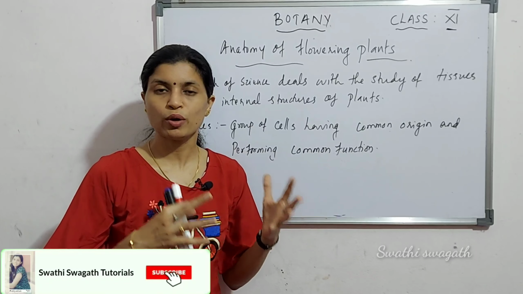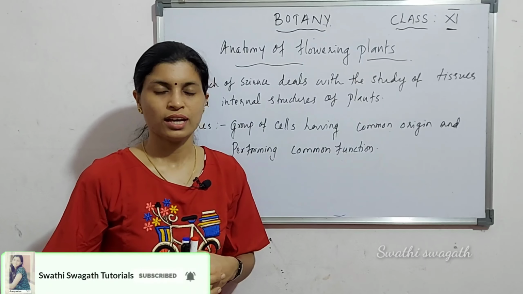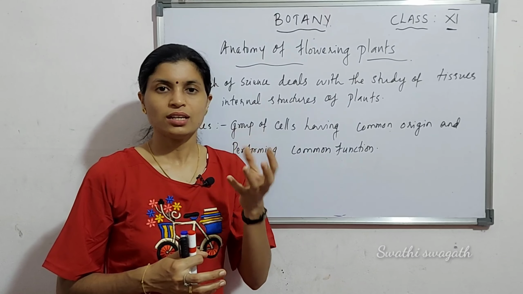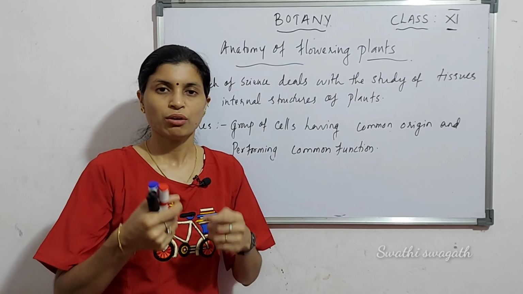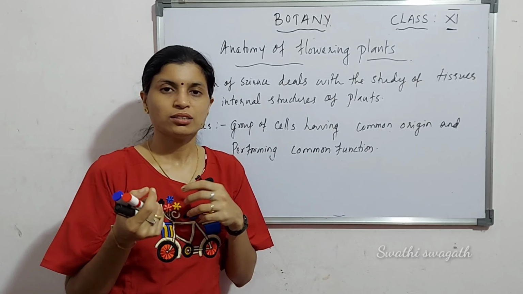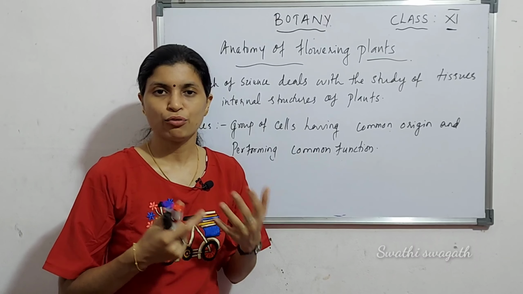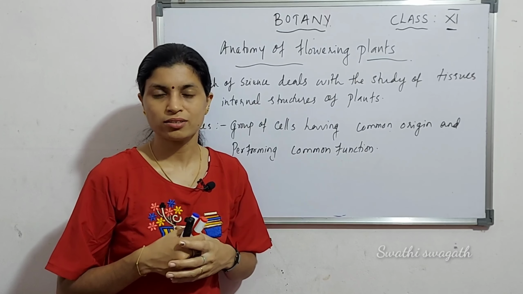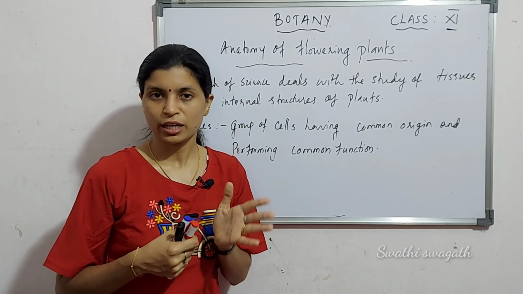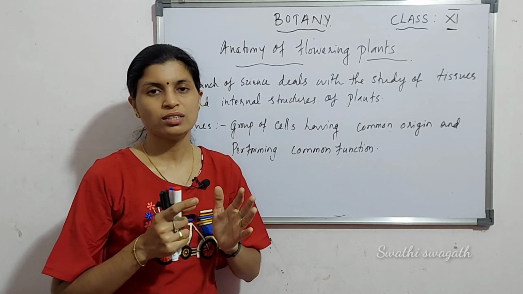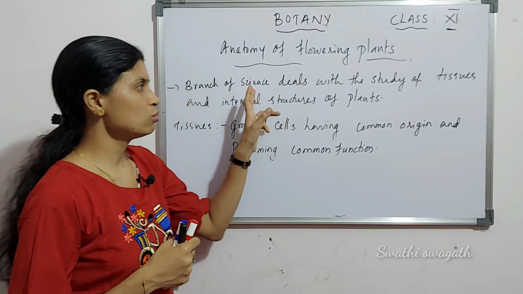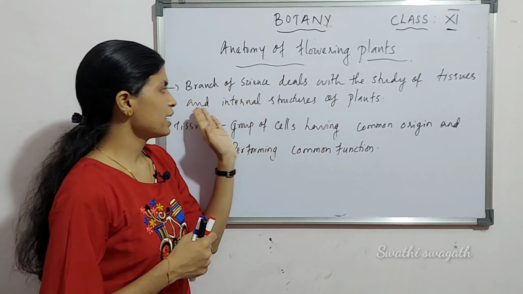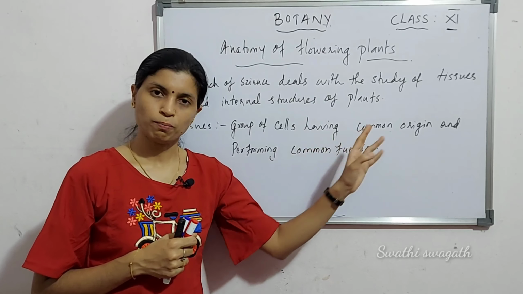We know a group of cells are called tissues, and we can see these tissues and cells only with the help of a microscope. You have to cut the plant or animal parts, such as leaf, stem or root, and observe under the microscope. Then only we can notice the cells or tissues. So these are the internal characters. This is the study of tissues and internal structures of plants.